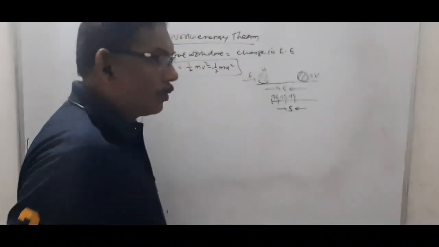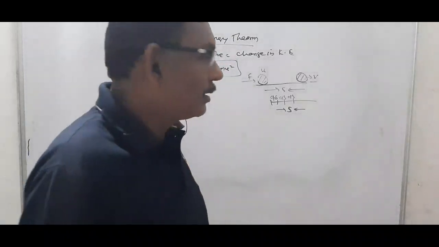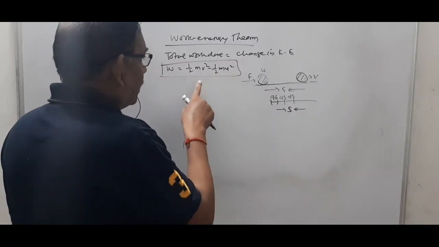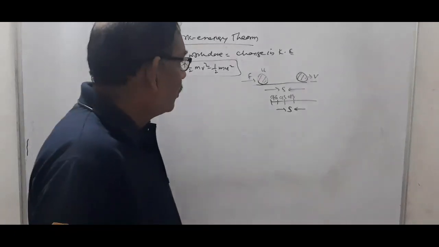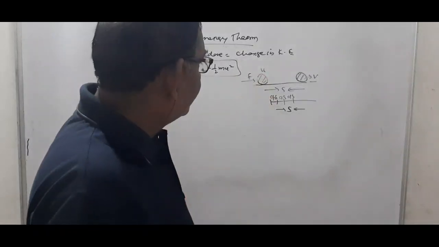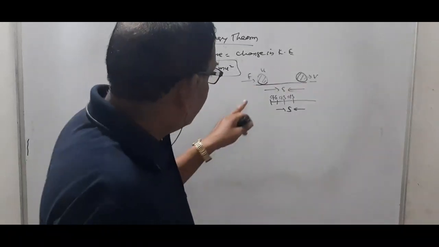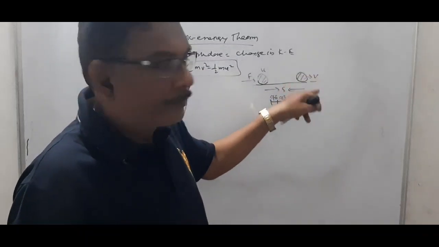Work energy theorem. So what is actually the work energy theorem? Total work done is equal to the net change in kinetic energy. So W is equal to half m v square minus half m u square, the final kinetic energy minus the initial kinetic energy. Let us consider a body moving with an initial velocity u. A constant force acts on it and it is displaced through a distance s. The final velocity of the body is v.